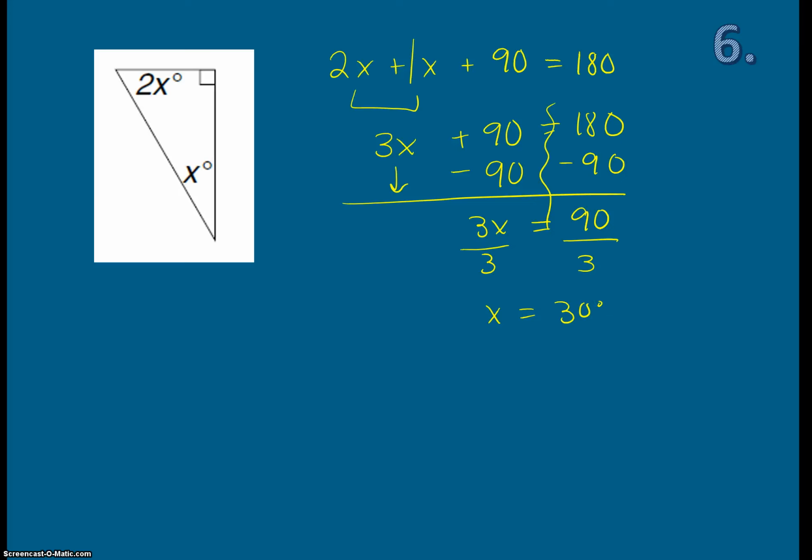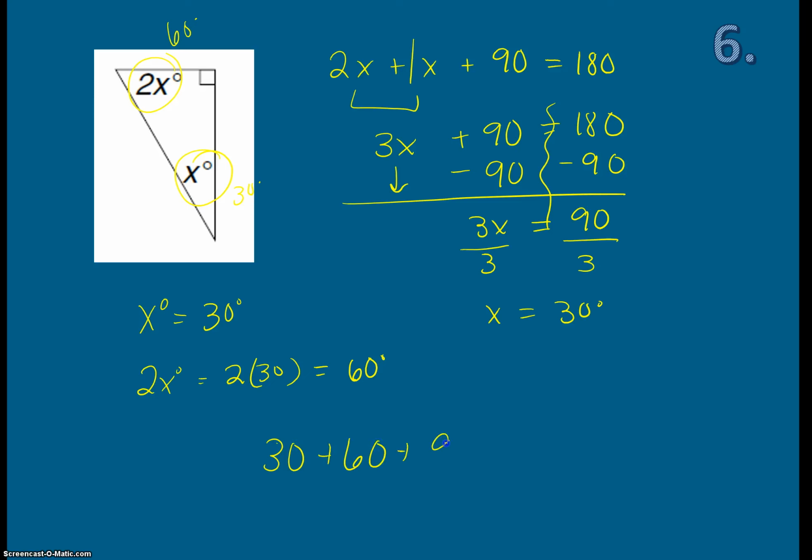Now this doesn't answer my question. So x degrees is equal to 30 degrees. But if it's also asking for what 2x is, I need to take 2 and substitute in my 30 for my x. So I get 60 degrees. This one's 30, this one's 60, and then 90, because it's a right angle. So I double check. 30 plus 60 is 90, plus 90 more. I get an answer of 180. So I did my work correctly.